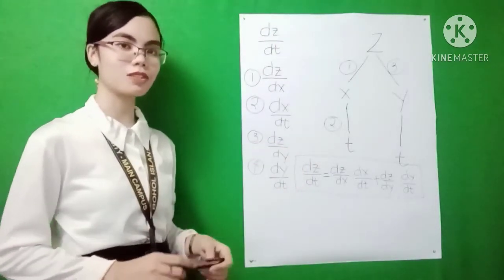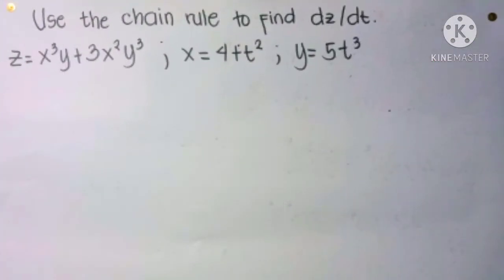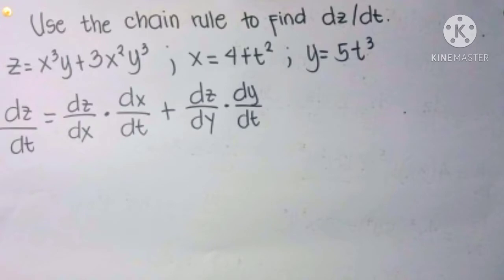This would be the formula that we are going to use in finding the multivariable chain rule according to theorem 107. Example: use the chain rule to find the partial derivative of z with respect to t. We have z equals x cubed y plus 3x squared y cubed, x equals 4 plus t squared, and y equals 5t cubed. By using the formula in theorem 107, we have dz over dt equals dz over dx times dx over dt plus dz over dy times dy over dt.